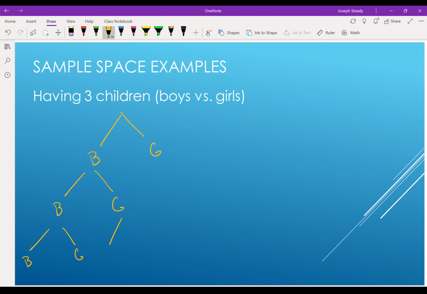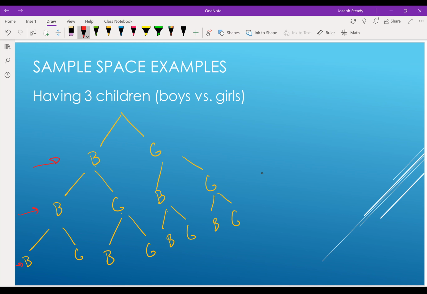So let's say you had a boy the first time and then a girl the second time. You could have a boy or a girl the third time. And we can do all the same things on the other side. If you had a girl the first time, you could have a boy or a girl, and then so on. Boy or girl, boy or girl. And there is your first kid, second kid, third kid, right there, the rows.